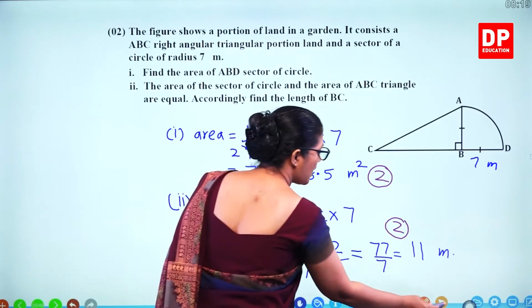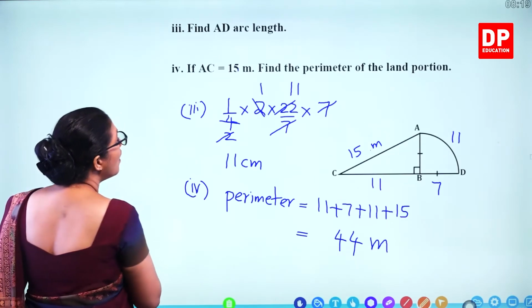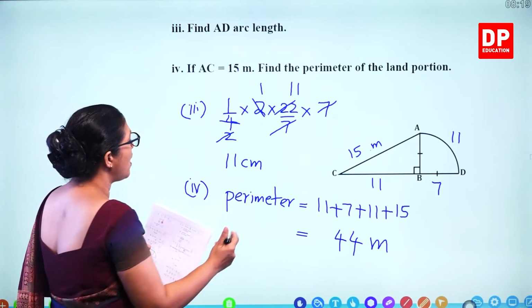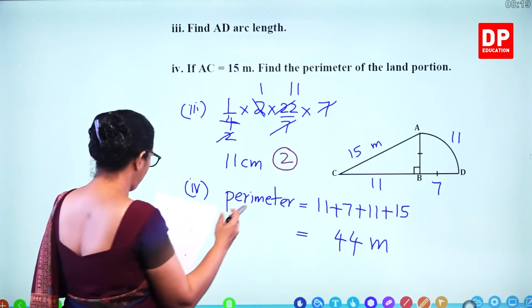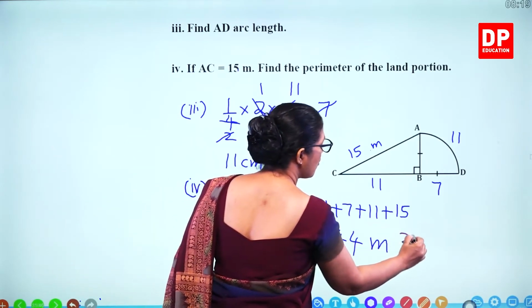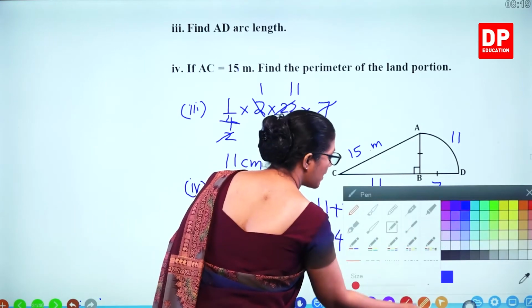Now it's correct. So here, how many marks for the last step? This part 3, you get 2 marks, and 44 also 2 marks. So this is not the last part. So you have another part. So we'll do the next part.